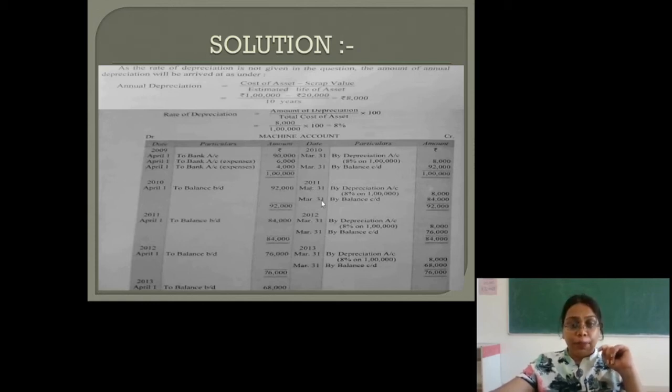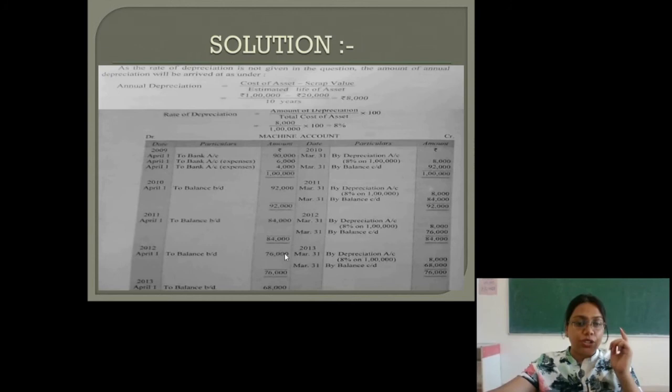Next year we will bring down the balance amount, that is 84,000. So here we will write April 1st 2011 to balance brought down 84,000. Again we'll charge the depreciation after 12 months, that is 2012 March 31st, by depreciation account 8,000, and the balance will be 84,000 minus 8,000, that is 76,000. And this balance again will be brought down to next year, that is 2012 April 1st, to balance brought down 76,000.